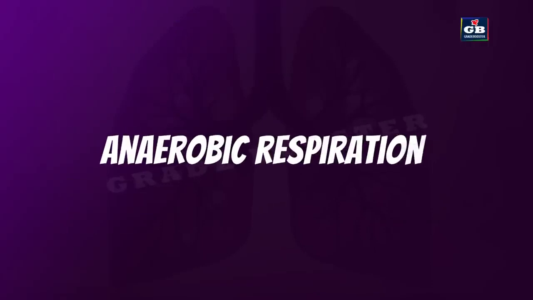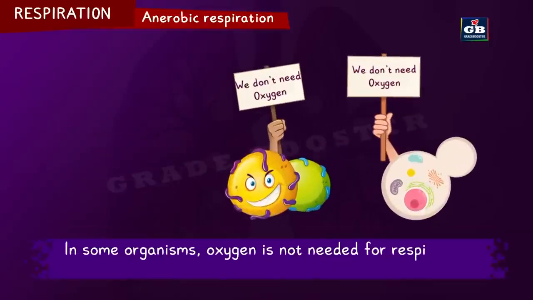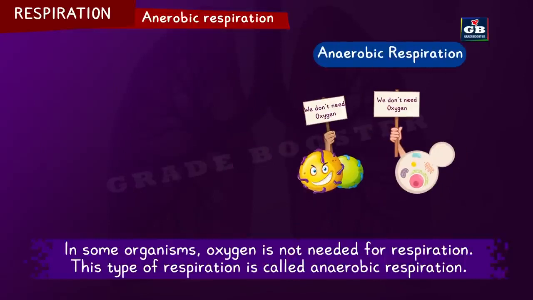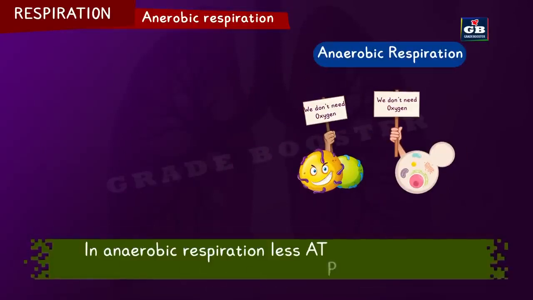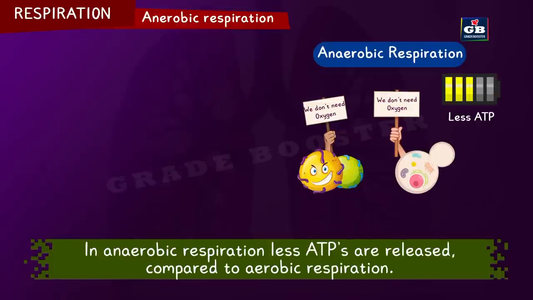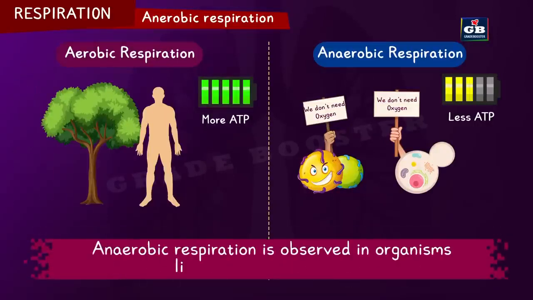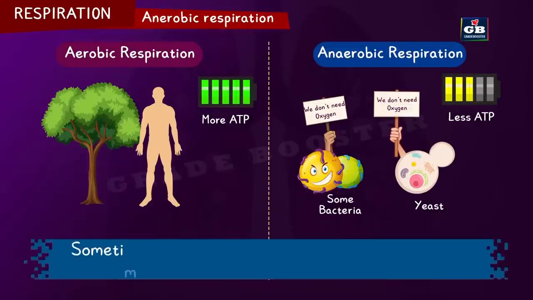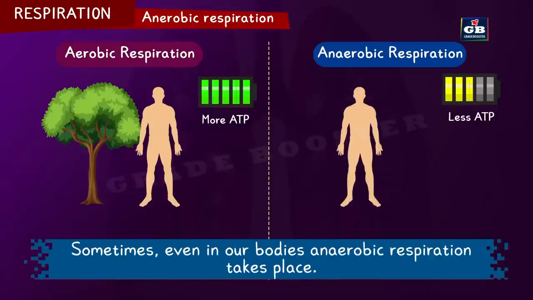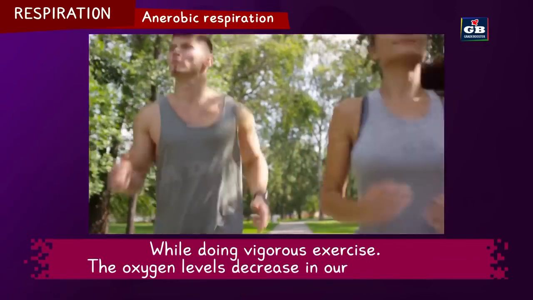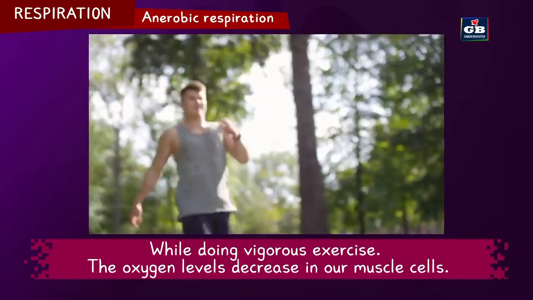Anaerobic respiration. In some organisms, oxygen is not needed for respiration. This type of respiration is called anaerobic respiration. In anaerobic respiration, less ATP are released compared to aerobic respiration. Anaerobic respiration is observed in organisms like bacteria and yeast. Sometimes, even in our bodies, anaerobic respiration takes place. While doing vigorous exercise, the oxygen levels decrease in our muscle cells.